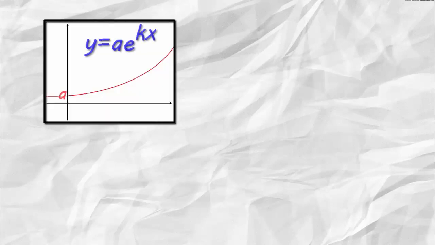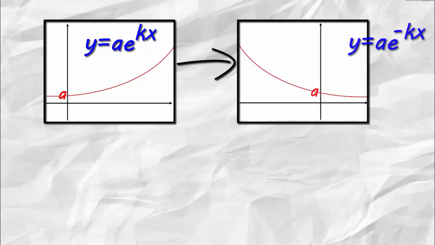Exponential growth models grow without bound, like the graph of y equals ae to the kx, where a and k are positive constants. So in order for growth models to be useful in certain applications, the growth must be bounded. To do this, we transform y equals ae to the kx to y equals ae to the negative kx by multiplying k by -1 to reflect the graph about the y-axis.